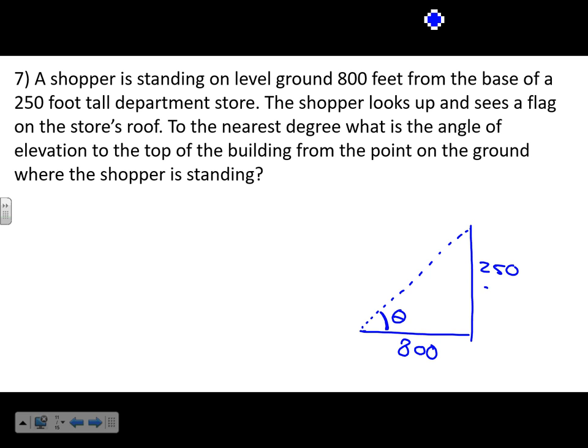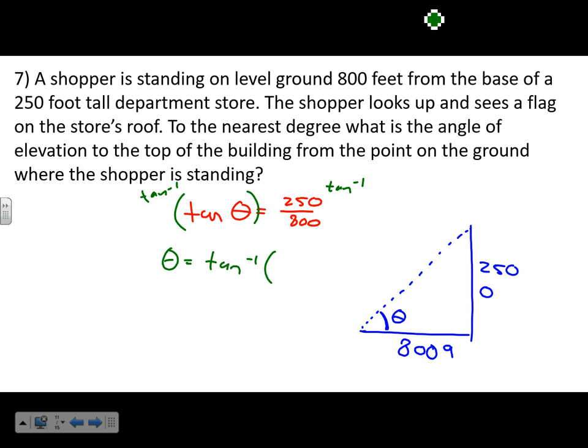So we have the opposite and the adjacent, so we're going to use tangent again. Tangent of the angle, which we don't know, is equal to the opposite, 250, over the adjacent, 800. And remember, to solve this one, we need to get rid of tangent so we just have the angle by itself. So to do that, it's the inverse of tangent. So your theta is the inverse of tangent, 250 over 800.